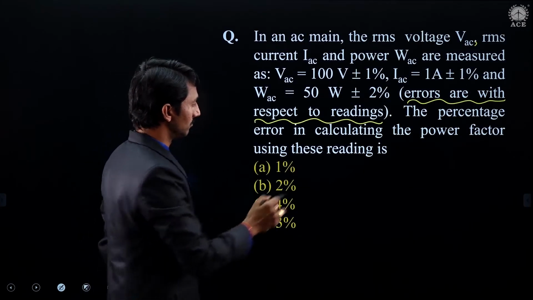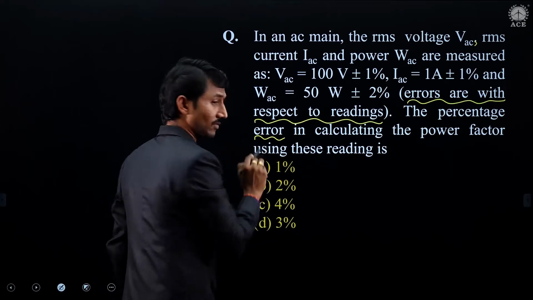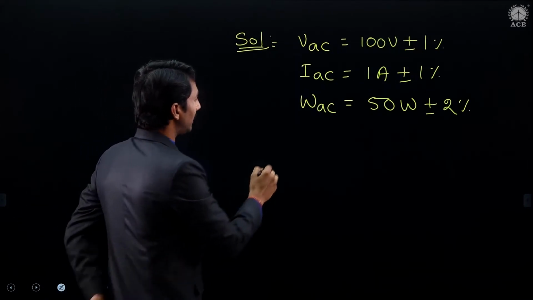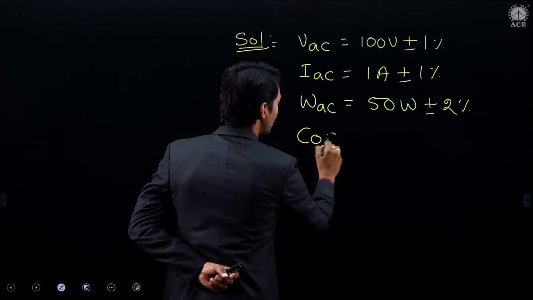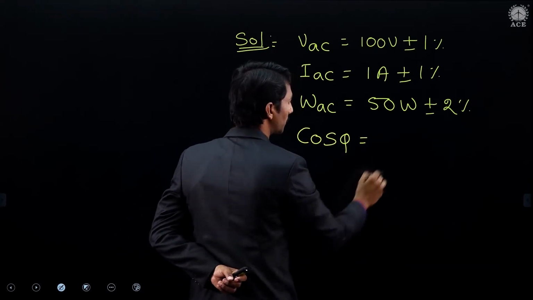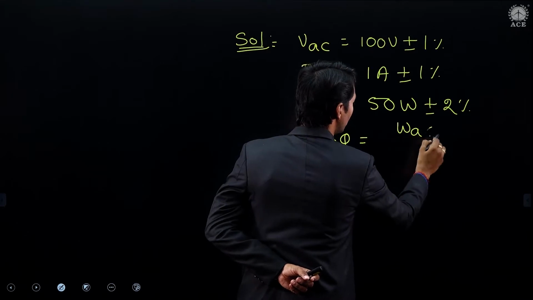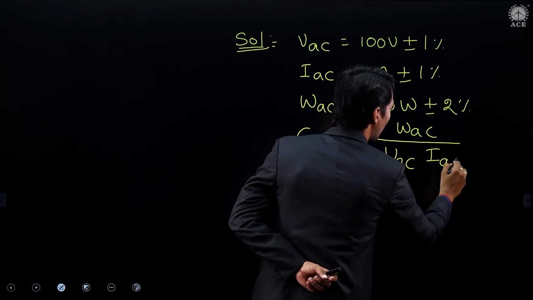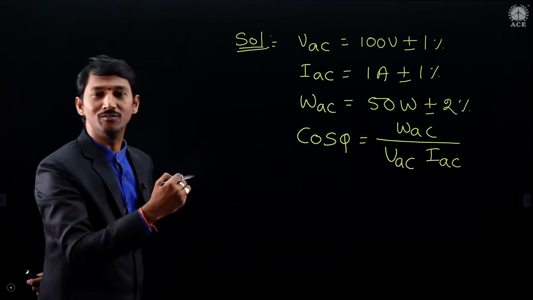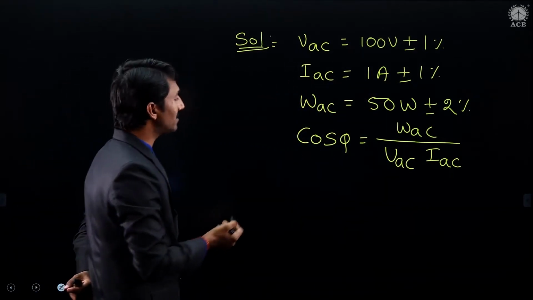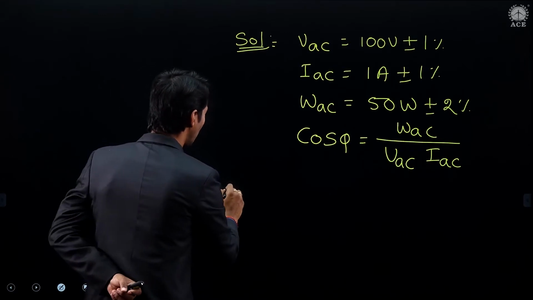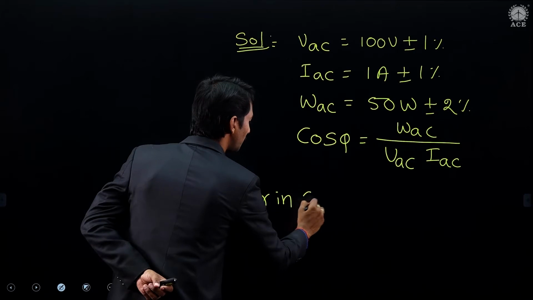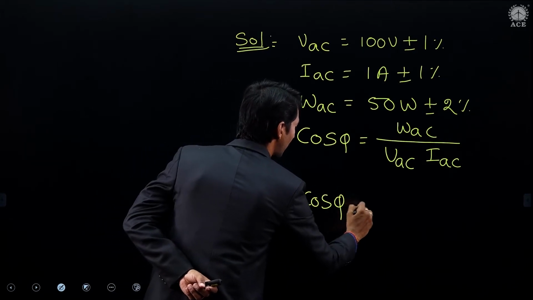He is asking only for the error, the error in the power factor. So let us write the power factor formula. Power factor cos phi is equal to WAC by VAC into IAC. What is he asking? Error. So what can we write now? Error in cos phi, error in power factor.